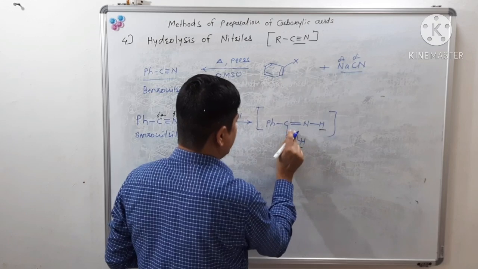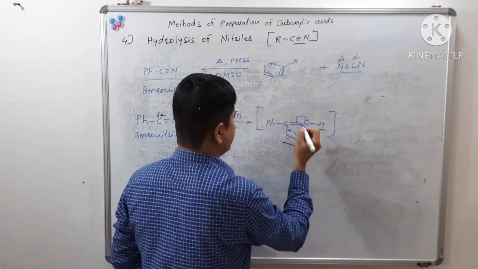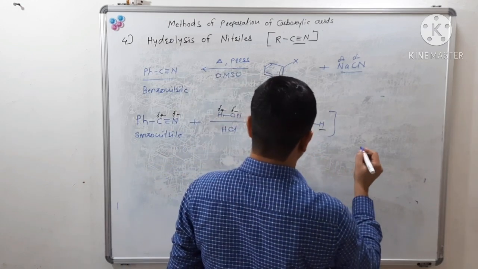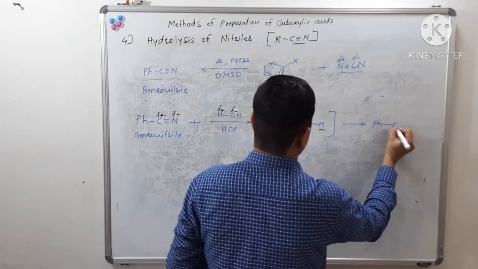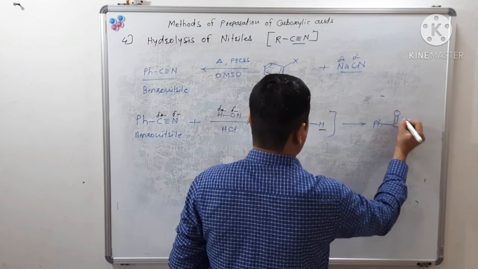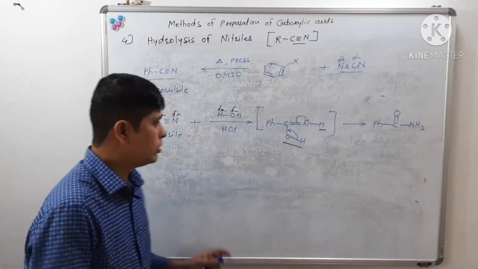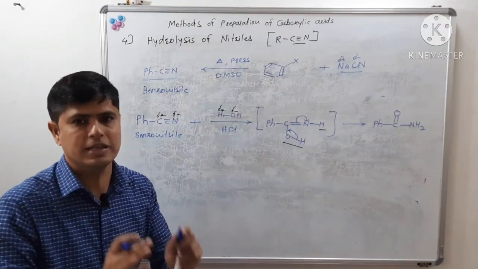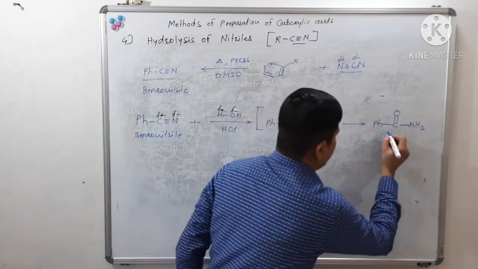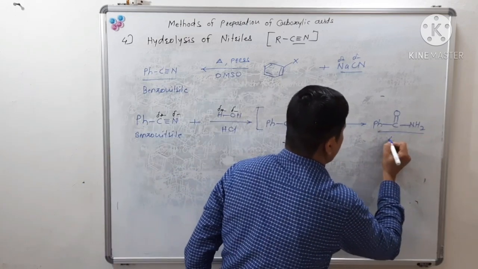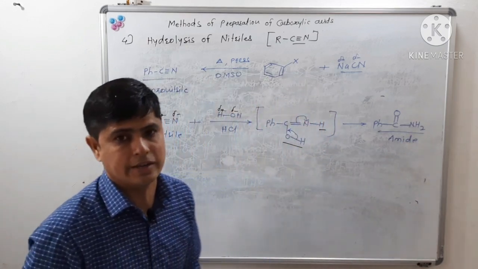be tautomerization of this intermediate. This imine will undergo tautomerization to form an intermediate amide. So on partial hydrolysis of nitrile, only a single step of hydrolysis happens. On partial hydrolysis of nitrile we will get an amide. This amide we can isolate.